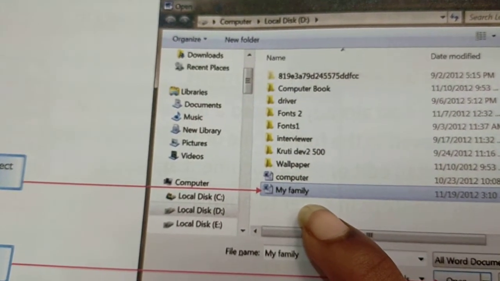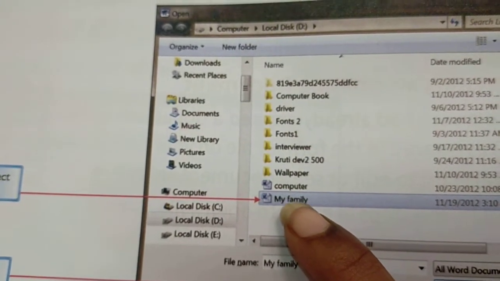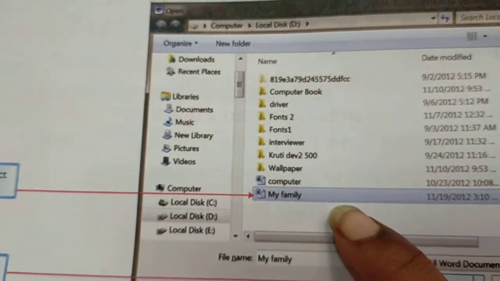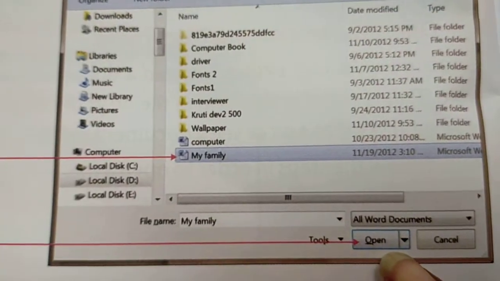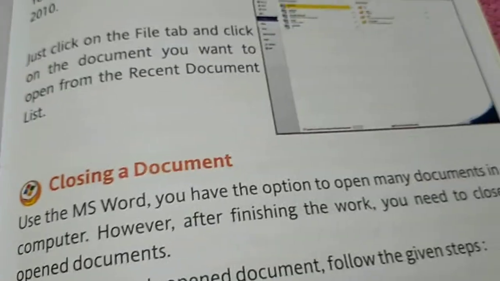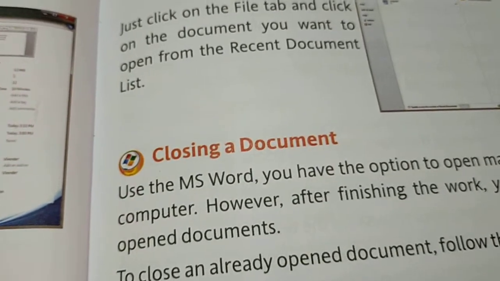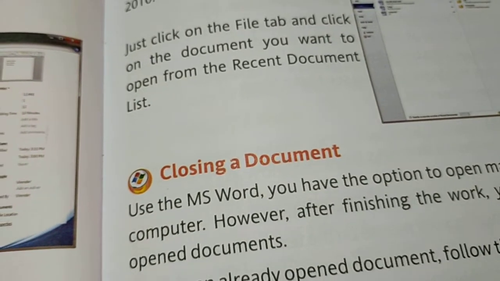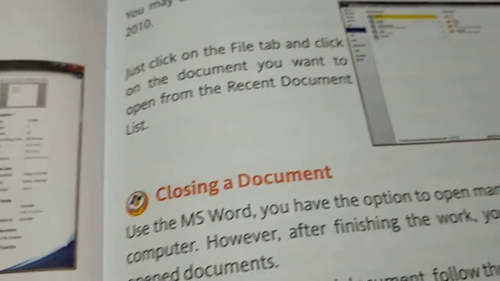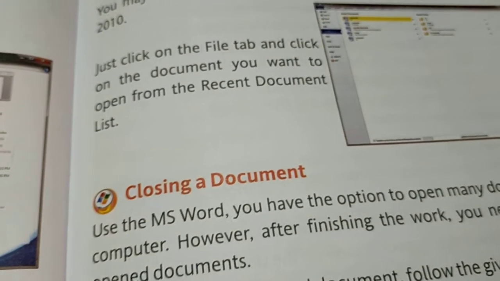Which file you already saved, my family, is shown in that list. You just click that file and click the open button. It will be displayed on your monitor screen. You can edit the document, you can copy the text, you can do anything in that document.